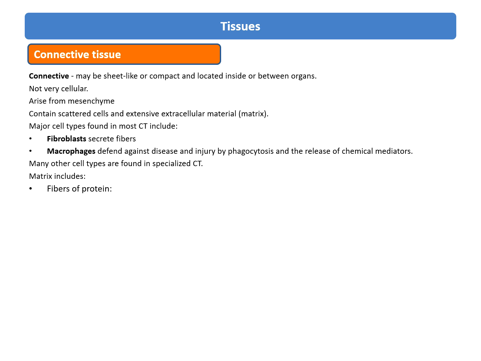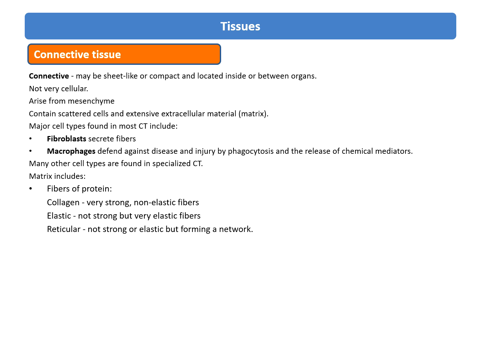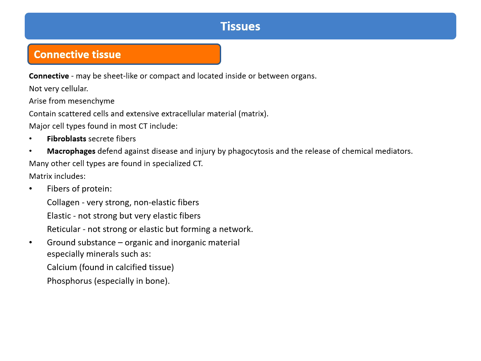The matrix includes fibers of protein. A common fiber is collagen, very strong and non-elastic. Elastic fibers, not as strong but highly elastic. Reticular fibers, neither strong nor elastic, but forming a network of fibers. There may be a ground substance, that is an organic and inorganic material that fills in the connective tissue. It may include minerals like calcium, phosphorus.